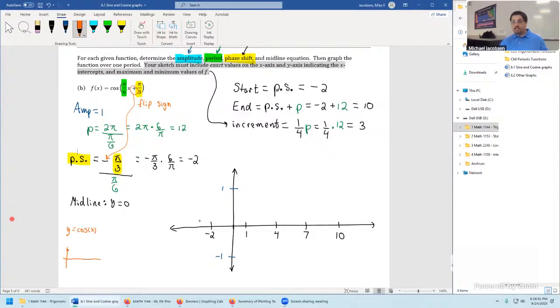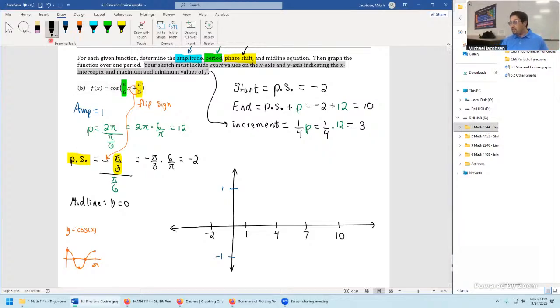Cosine starts at its maximum value. It dips down to an intercept, hits a minimum value, increases to another intercept, and ends on a maximum value, ending at 2 pi. This one changed a little bit. It got shifted to the left. It got stretched way out, vertically no change, but it's still the same basic shape. Always check what's in front though. If there's a negative, it's going to flip around on us. That was our part A. We'll see it again on the next part.